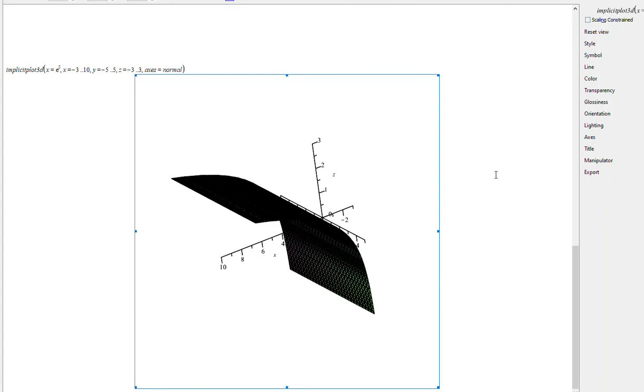All right, so that's cylinders as three-dimensional graphs. Again, you recognize them because of the fact that the equation will only have two of the three variables when you see it.